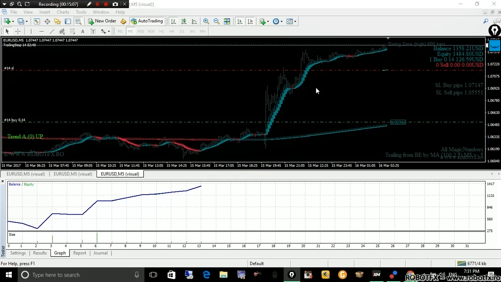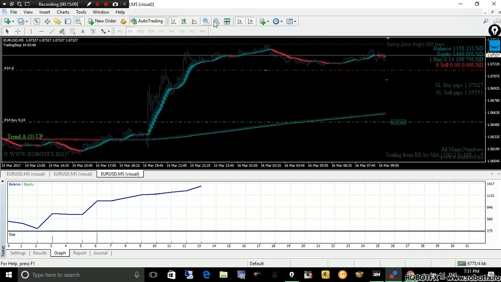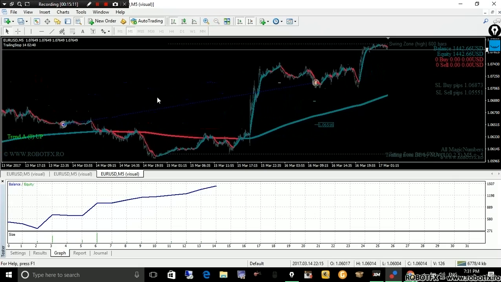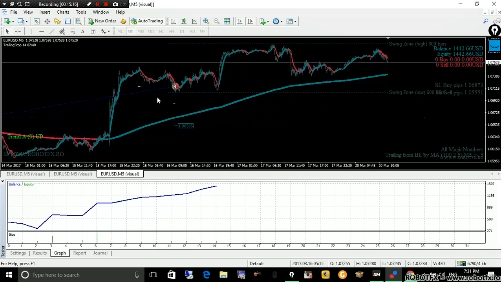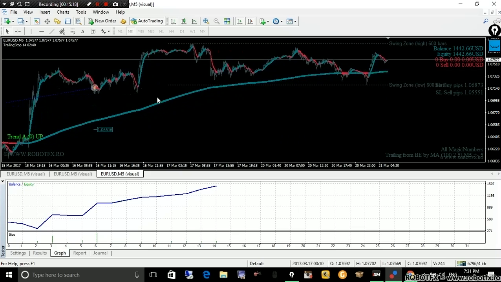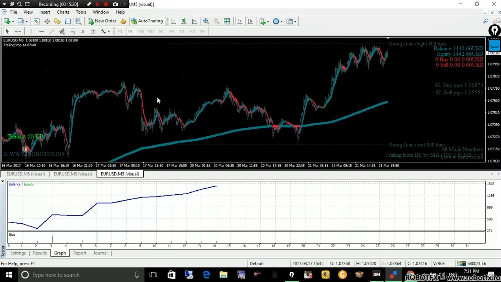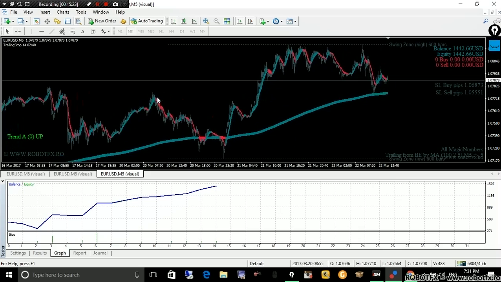However, in this test, I'm using the fixed method. As I said, 30 pips. 30 pips is my stop loss. This will be dragged with every pip in our favor.